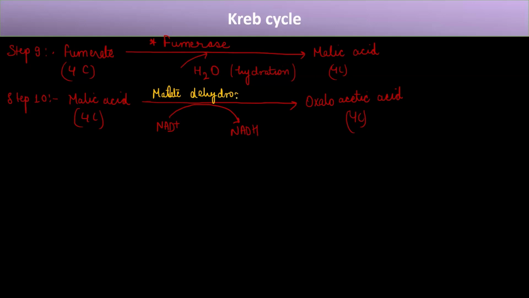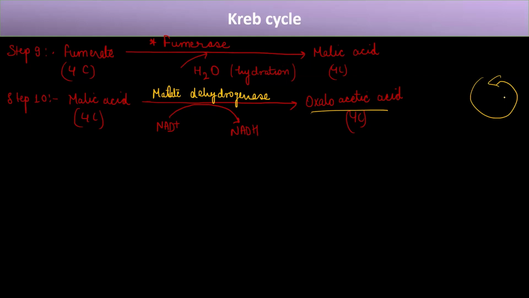Wherever there is NADH, the enzyme will be dehydrogenase, right? So this is what the complete cycle includes. Now we have understood why it is known as a cycle, because ultimately we started with oxaloacetic acid and came back to oxaloacetic acid. So it is taking place in a cycle, right?